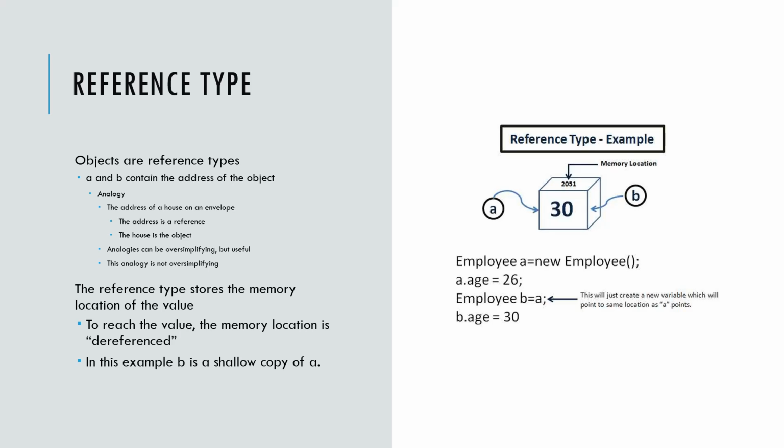Then when we declare employee B and set it to A, we're simply taking B's memory reference and setting it to A. This is where shallow copies come from. So when we set B.age to 30, guess what? If we printed A.age to the screen, we'll see 30 because they refer to the same memory location.